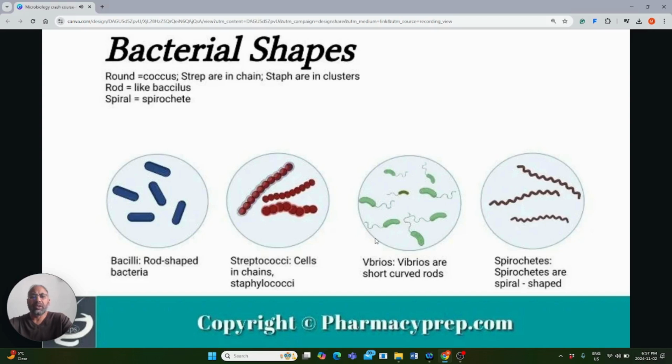And the last one are the spiral-shaped bacteria. Examples of these bacteria are the spirochetes, causing the famous sexually transmitted disease called syphilis, and the organism causing that is called Treponema pallidum. So Treponema pallidum is the spiral-shaped spirochete. Vibrio cholerae is the comma-shaped. The streptococci are the oval round-shaped bacteria present in chains, and examples of the rod-shaped bacteria are E. coli and Pseudomonas.